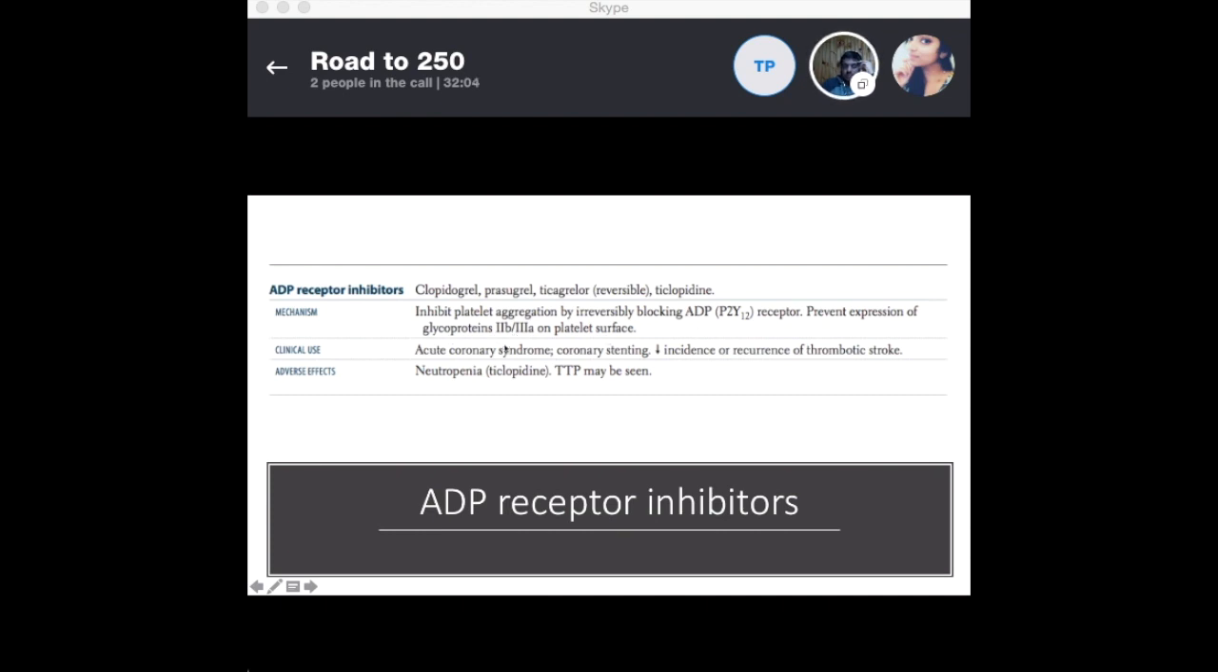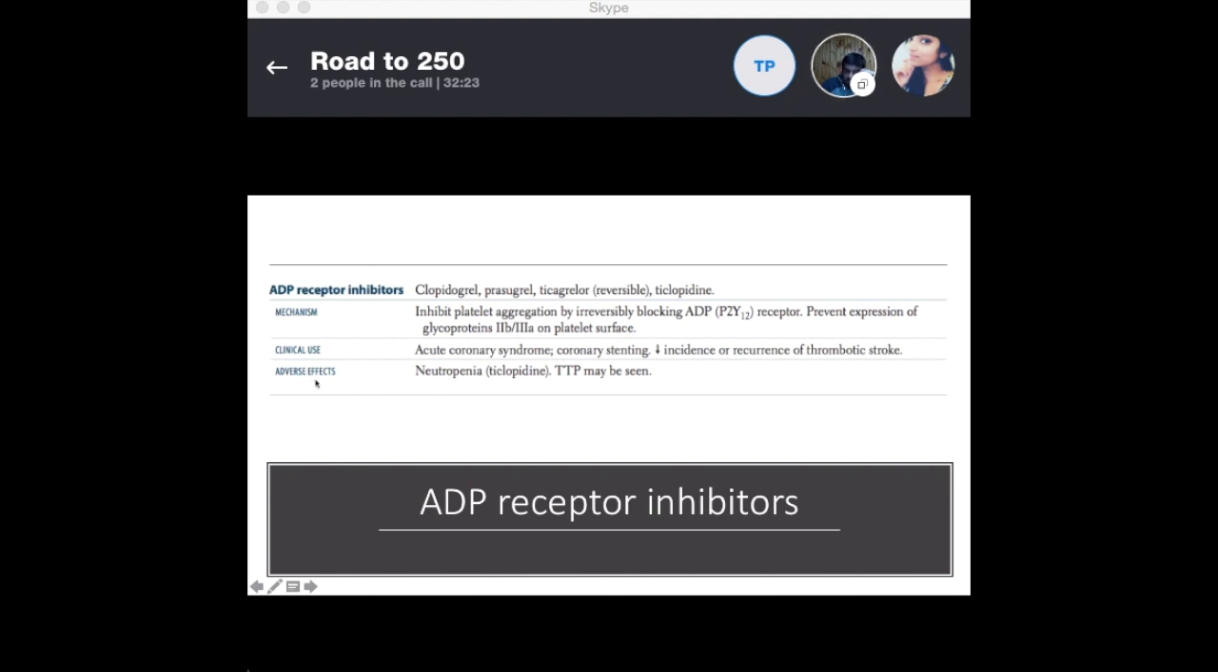So by blocking this, you can use these drugs in acute coronary syndrome, coronary stenting, and to decrease the incidence or recurrence of thrombotic stroke. Am I missing anything else?